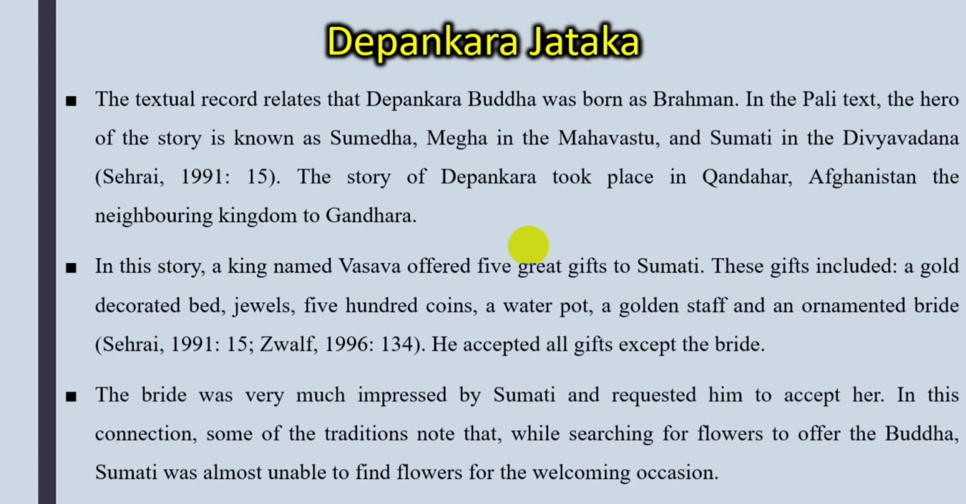In this story, a king named Vasavasa offered 5 gifts to Sumati, who is the hero of the story. These gifts included a gold decorated bed, jewels of 500 kinds, a water pot, a golden staff, and an ornamented bride. Sumati accepted all the gifts except the bride. The bride was very much impressed by this act of Sumati, and requested him to accept her as his bride.